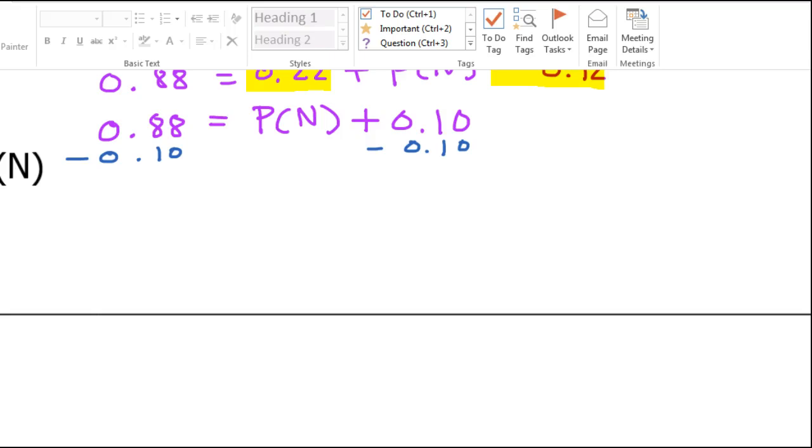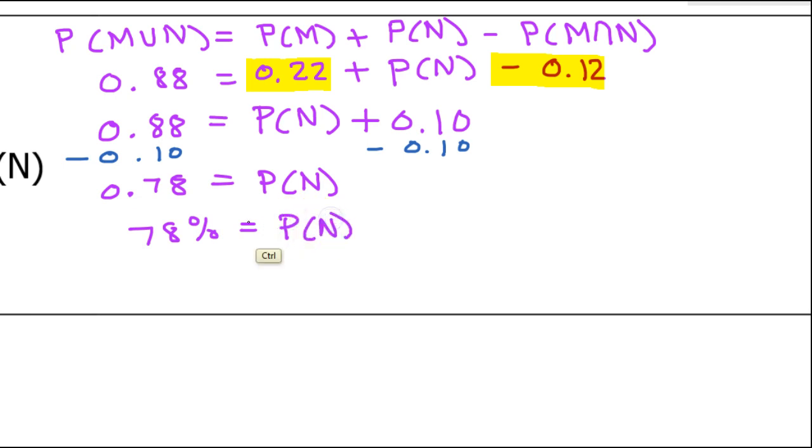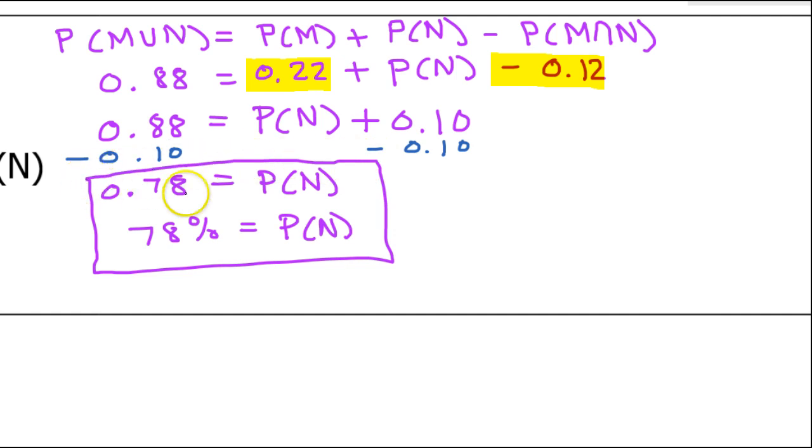So, of course, that is going to leave me with 0.78 is equal to the probability of N. And that is the final answer. We could also write this as 78% is equal to the probability of N. Easy peasy.